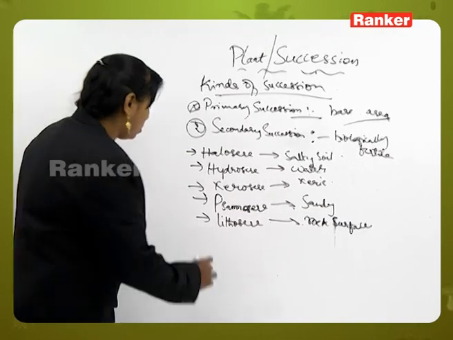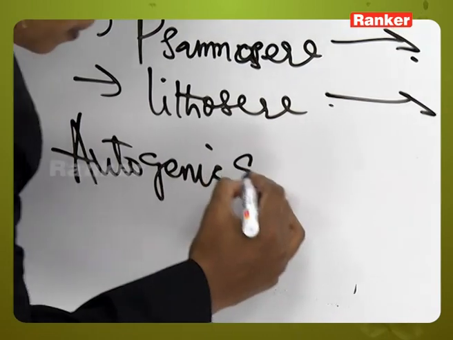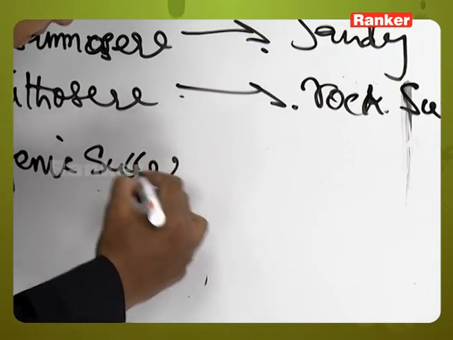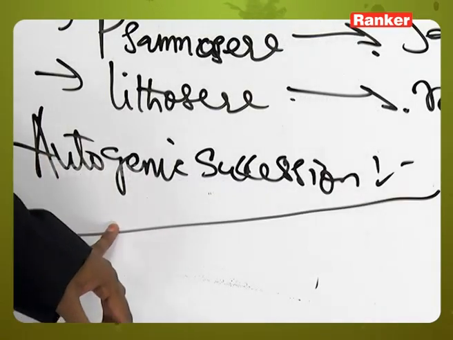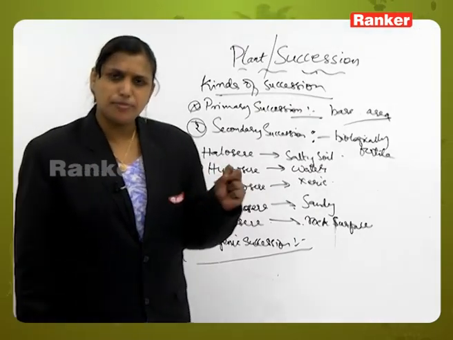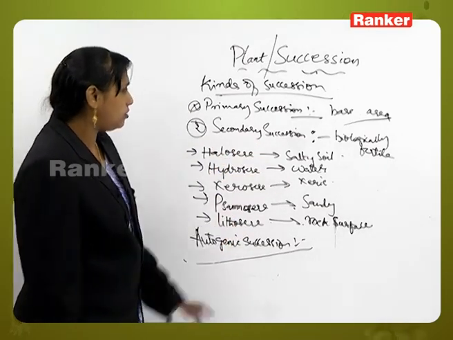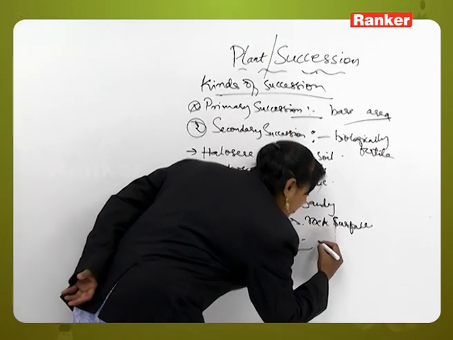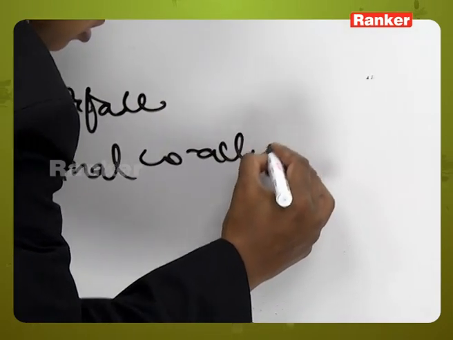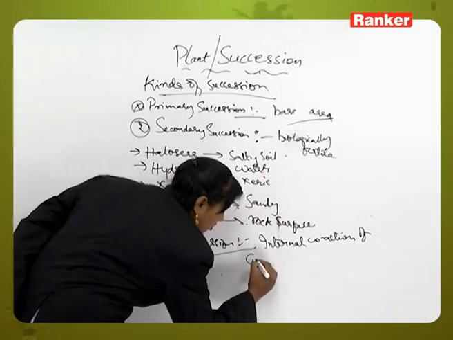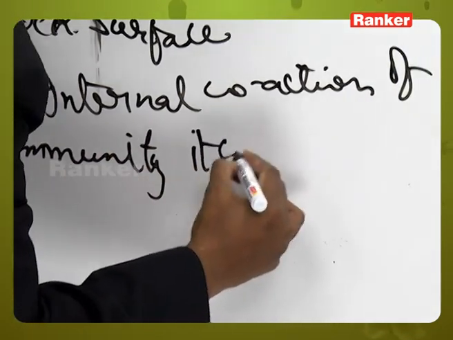Okay. The next one is autogenic succession. What is autogenic succession? Autogenic succession is a type of succession that occurs because of the internal coaction of the community itself.